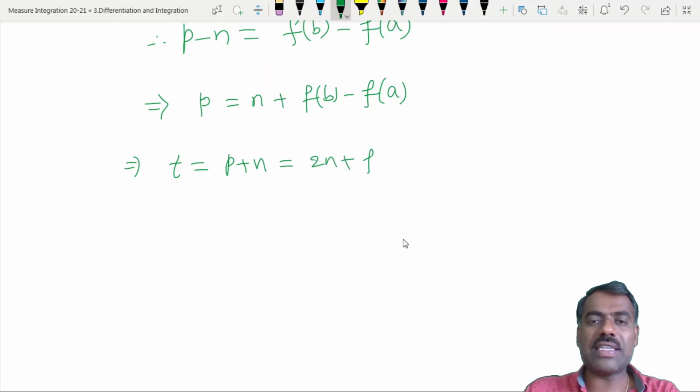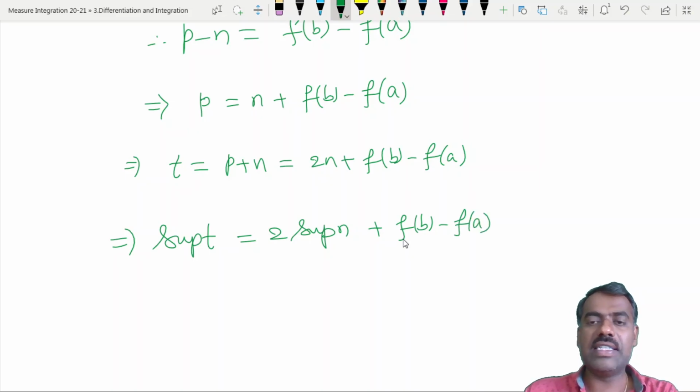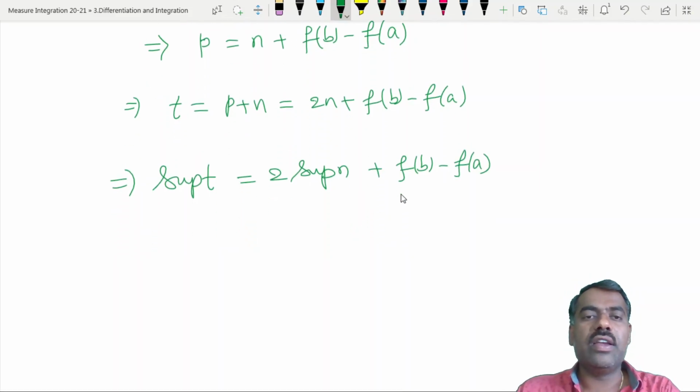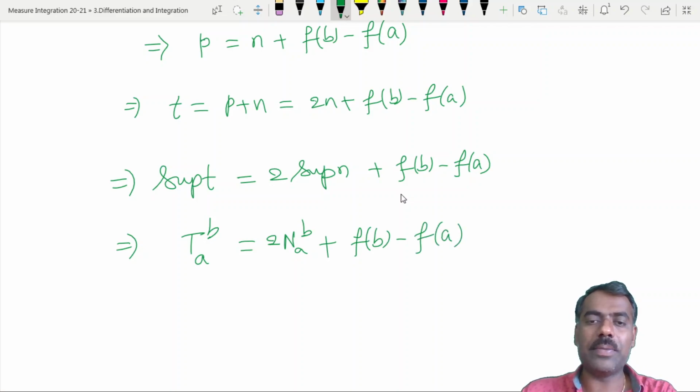So 2N plus f(b) minus f(a) we will get, right? This implies if you take the supremum of T, which is nothing but 2 times the supremum of N plus f(b) minus f(a). Is this clear? If T is this, then you take the supremum over all such partitions. The supremum of T is equal to 2 plus the supremum of N of this, right? But the supremum of T is nothing but T_ab, and this is nothing but 2 times N_ab plus f(b) minus f(a), right?